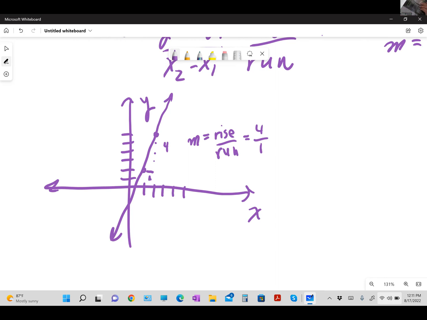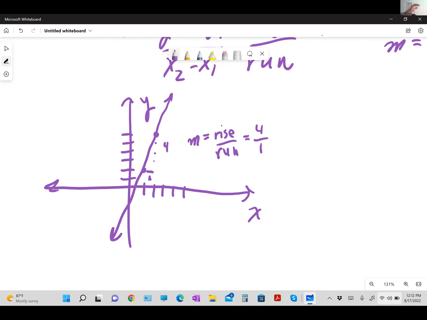Let me make sure I'm not skipping anything because that would be sad. Yes. Only if you're careful. All right, so that's what the book does. It basically just says, here's a slope, and it gives some examples of it.